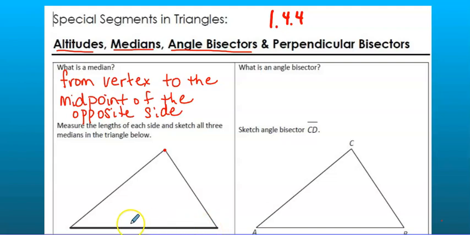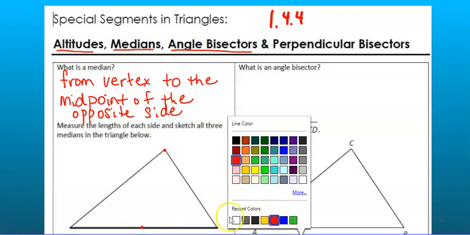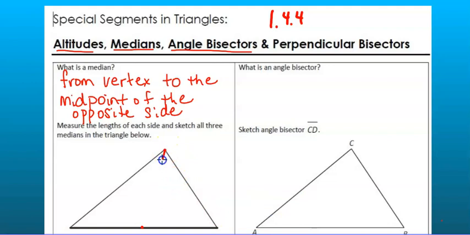So that would be about halfway, and I'm just going to estimate about what halfway would be. So it would be a line segment from the vertex to that midpoint. Let me grab my line tool again, and we'll do red for this one. So I'm drawing a line segment from the vertex to the midpoint of the other side. Now, you can draw 3 of these. There are 3 medians on each triangle.